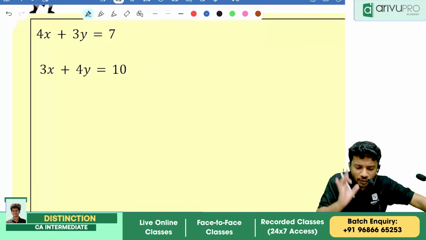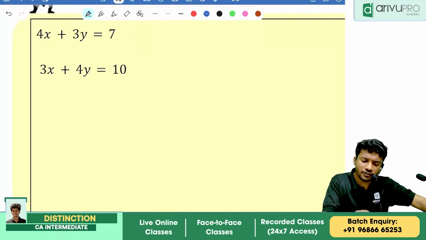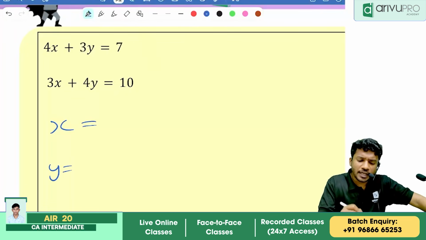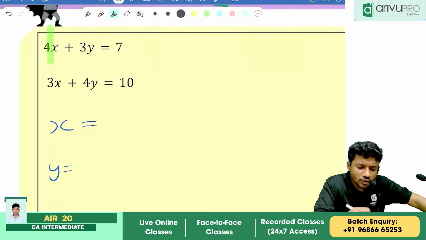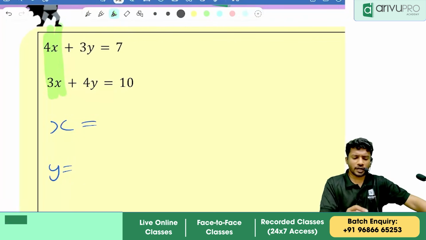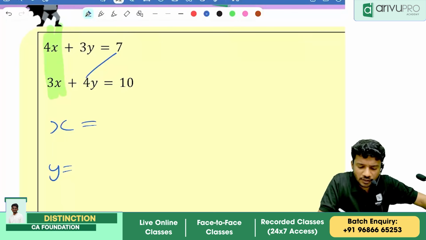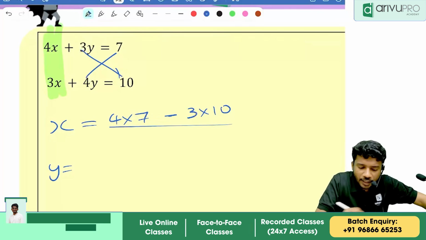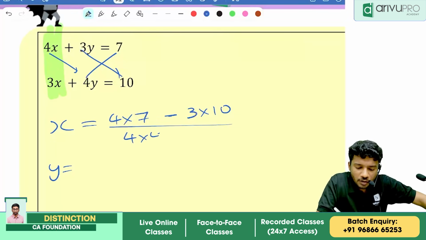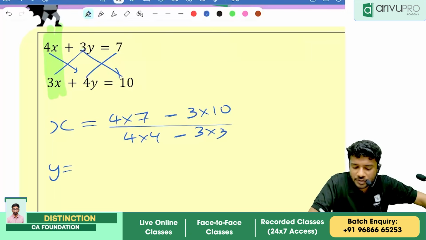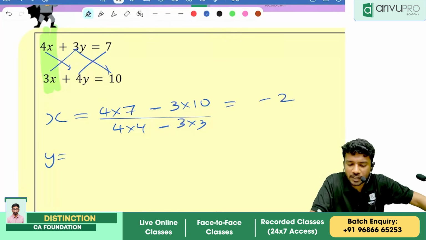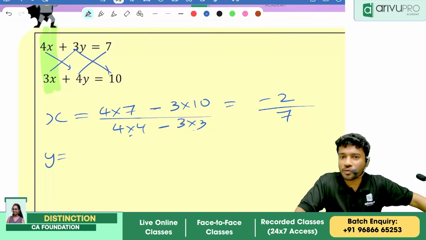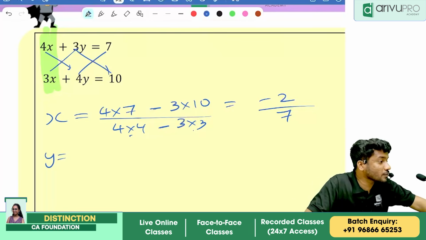Now, I will show you one shortcut to solve this. We need to find the value of x, then the value of y. In order to find the value of x, you need to ignore x, and you will do it this way: 4 into 7 minus 3 into 10, divided by 4 into 4 minus 3 into 3. 28 minus 30 is minus 2, divided by 16 minus 9, which is 7. So the answer is minus 2 by 7. That is the shortcut method for finding the x value in a single step.